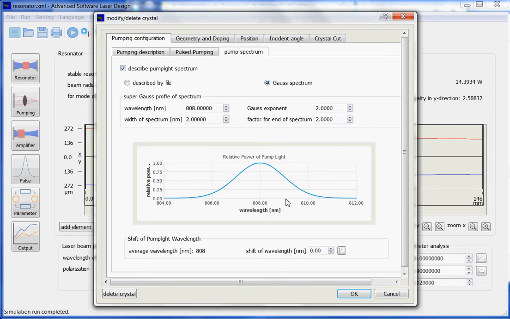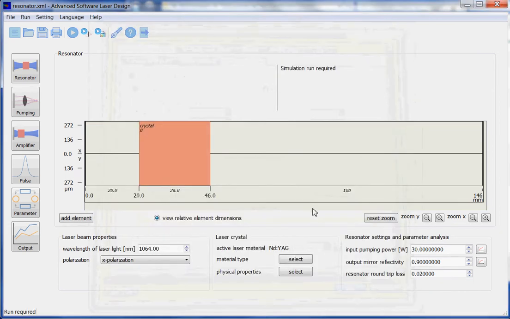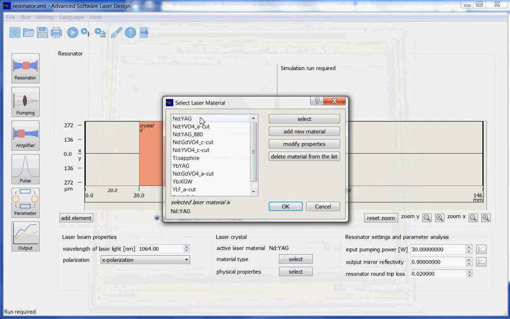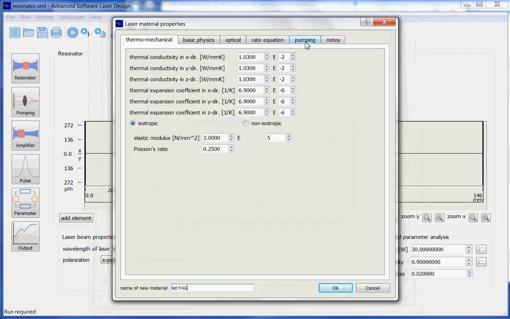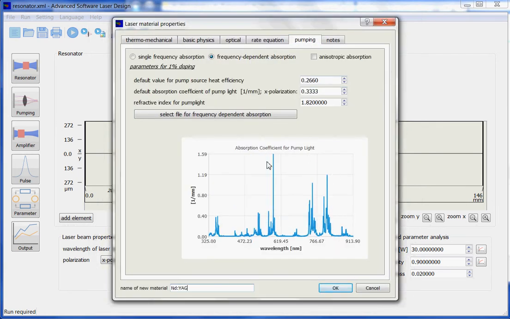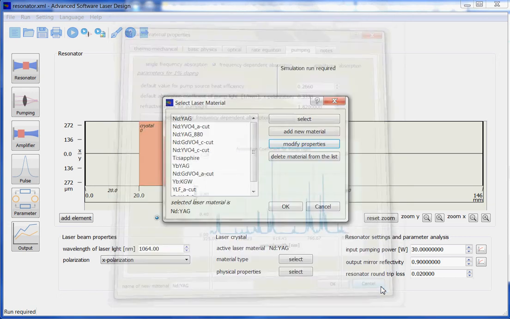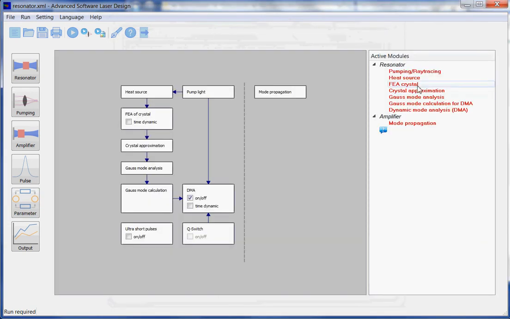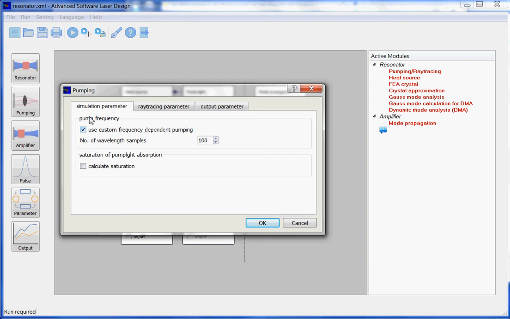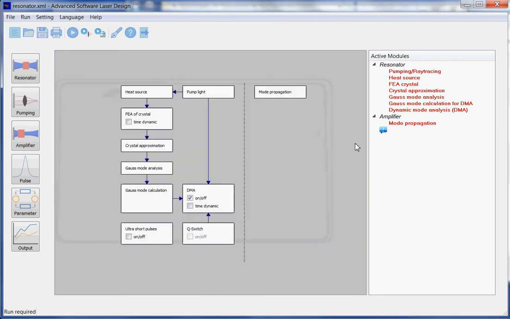Now, what ASLD can do, it can take into account in detail the spectrum if two properties are satisfied. First of all, the absorption coefficient of the pump light must be given. Then not the default value of the absorption coefficient is used. And second, one has to switch on this option use custom frequency dependent pumping. So let us see what happens now, what kind of model is used in this case.